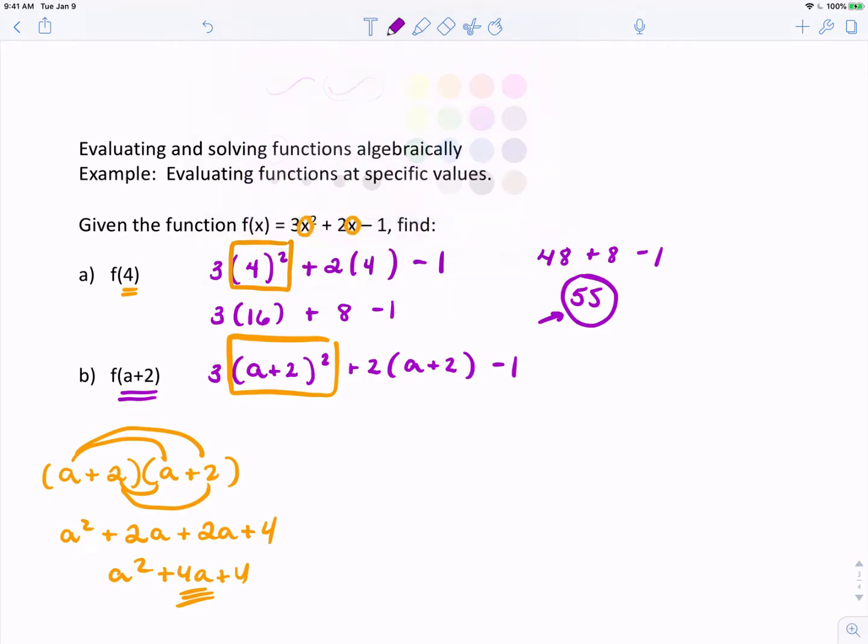So putting that into our expression, we have 3 times a squared plus 4a plus 4.